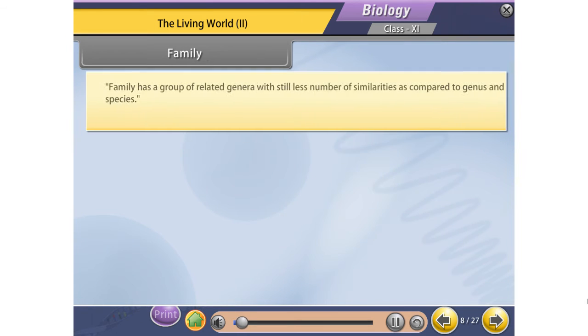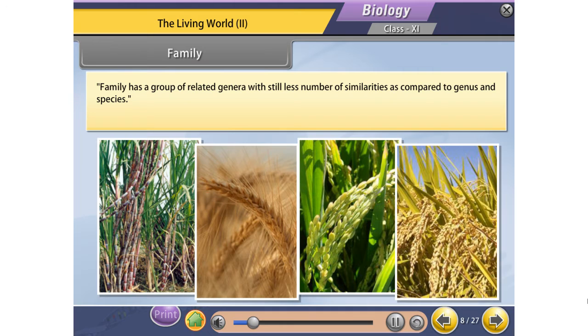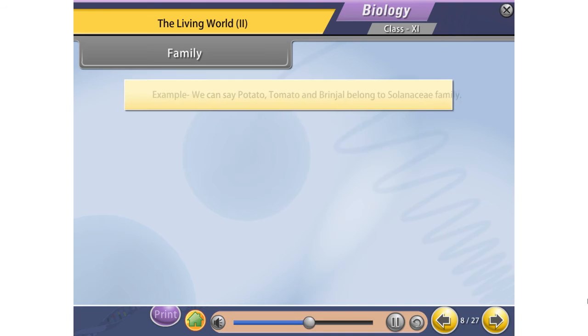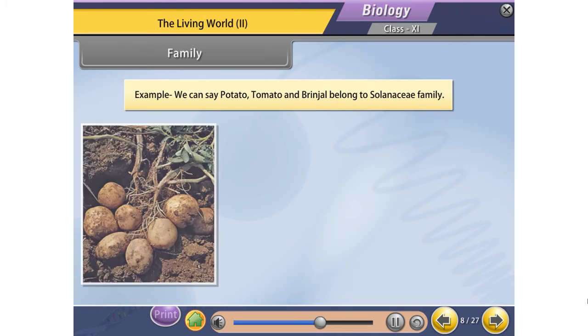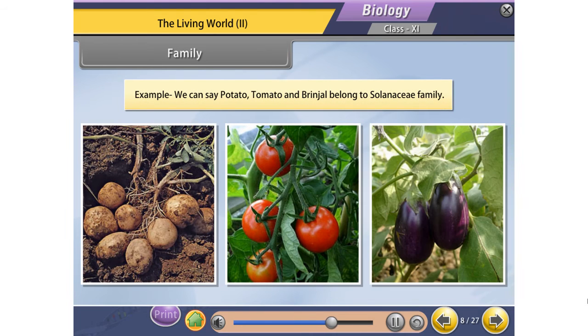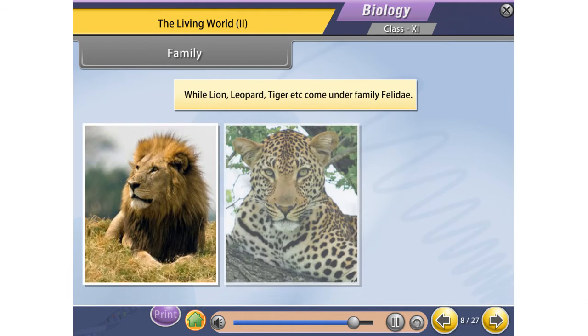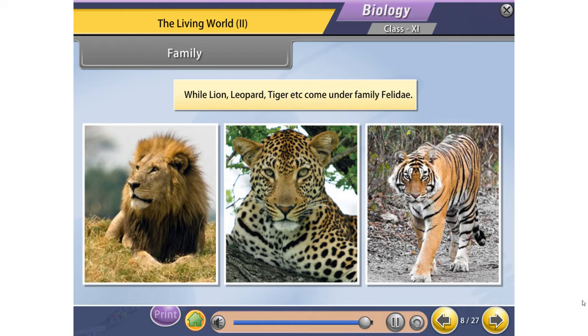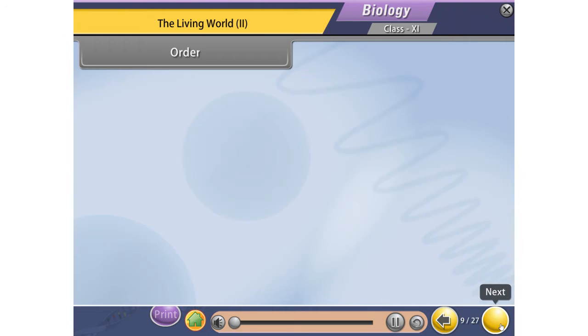Family. Family has a group of related genera with still less number of similarities as compared to genus and species. A family term comes from Latin familia, which means familial. Example, we can say potato, tomato, and brinjal belong to Solanaceae family, while lion, leopard, tiger, etc. come under family Felidae.